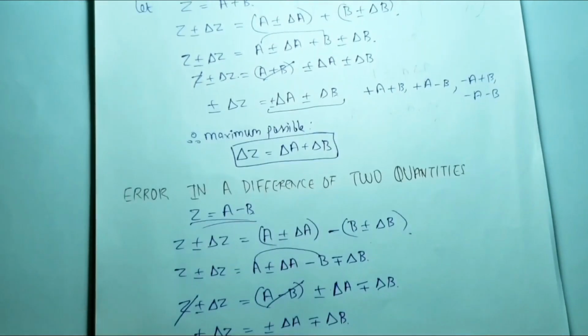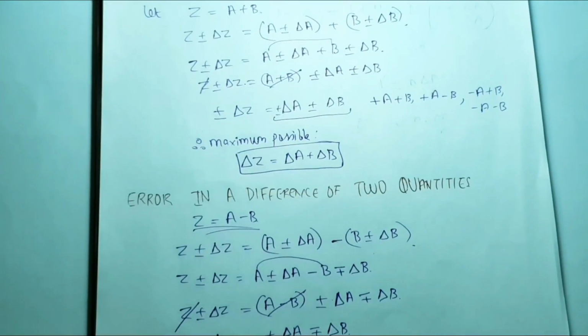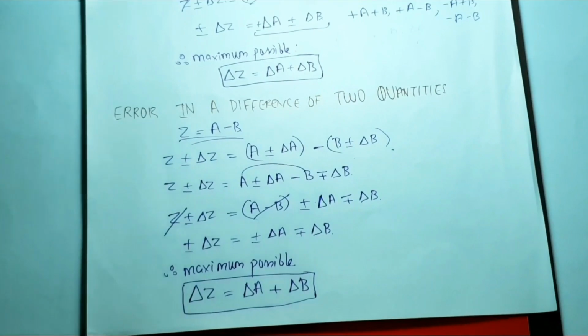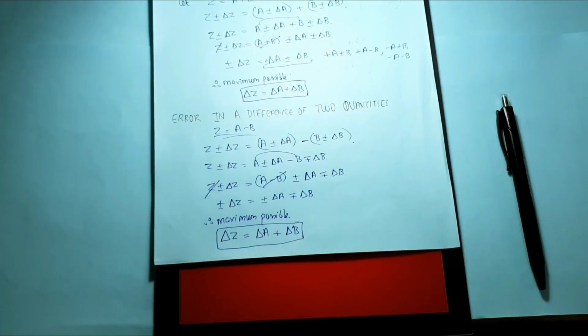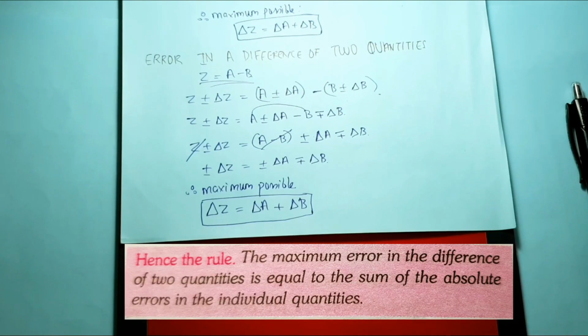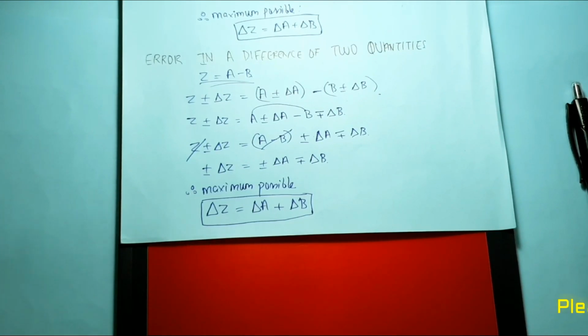So for now you have seen so far sum and difference. Now let's see the product and quotient, and the last one, the power of a quantity. Now how do we conclude this one last step? Let's conclude it as we have done for everything else. So we can say, hence the rule: the maximum error in the difference of two quantities is equal to the sum of the absolute errors in the individual quantities. Same as our sum, but just its form is different.